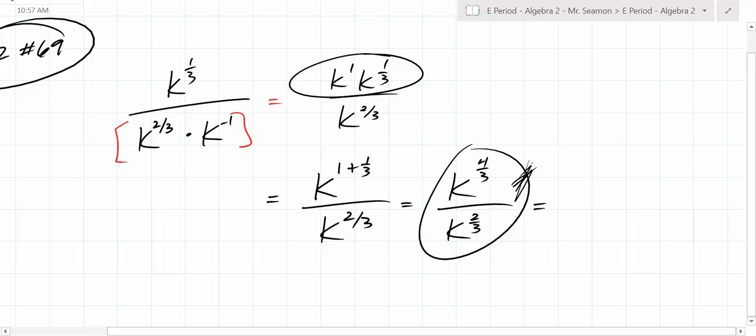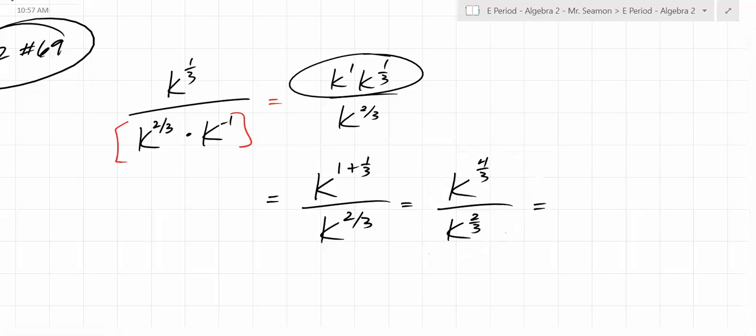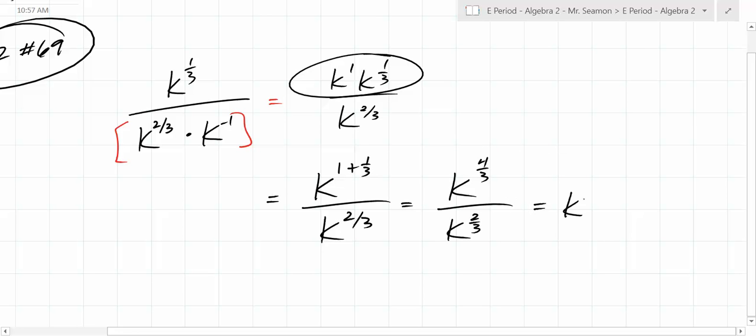You subtract, exactly. What does it turn into? It's k to the 4/3 minus 2/3, which is k to the 2/3. There's different orders you can do it in, but that's the correct answer.